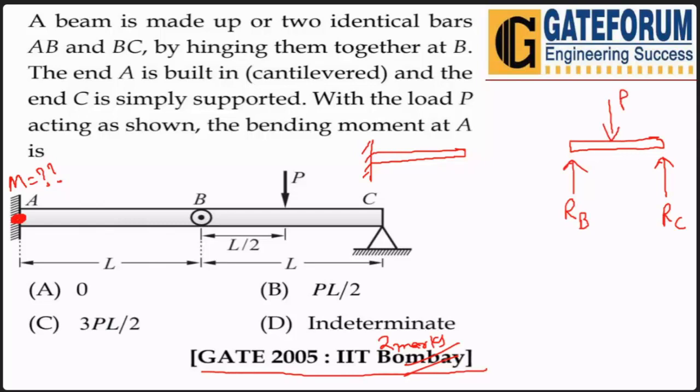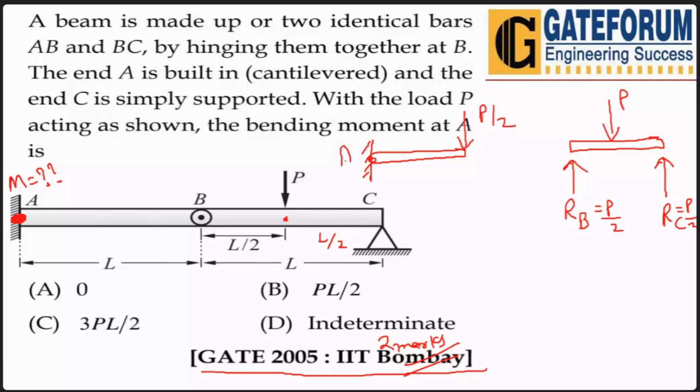The load P is acting at L by 2. So half of the load will be the support reaction. So this will be P by 2, and this will also be P by 2. So here also P by 2.